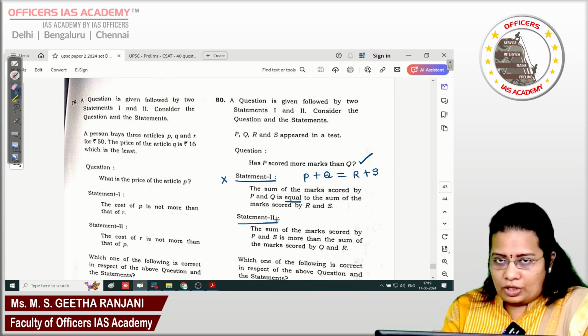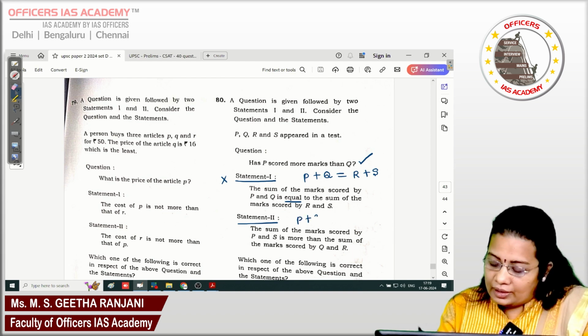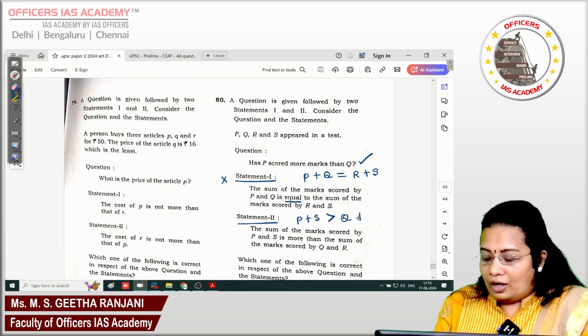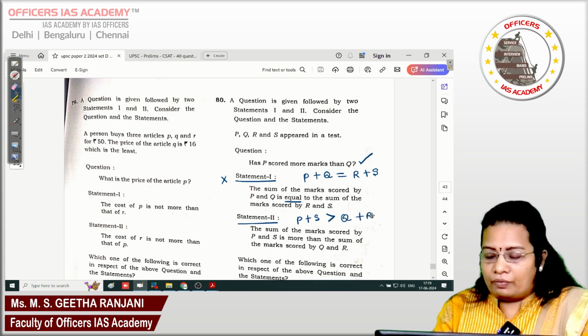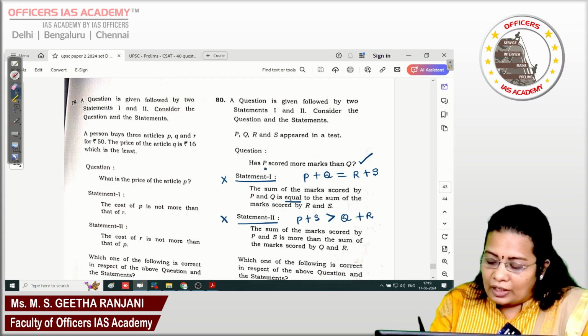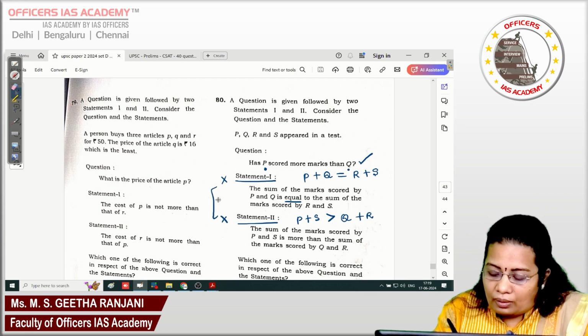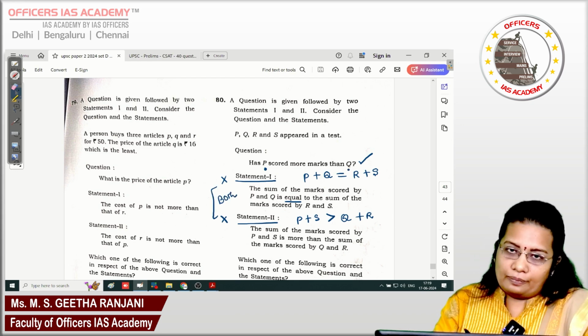Let's check with statement 2 alone. The sum of the marks scored by P and S is more than the sum of the marks scored by Q and R. It is also similar to statement number 1. Here we will not be able to get the exact thing about P and Q. So statement 2 individually failed. Let's check with the combination of both together. Let's do that.